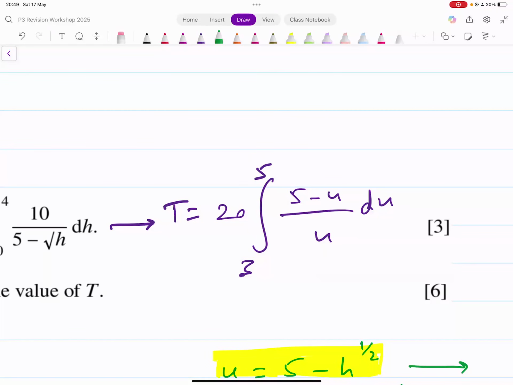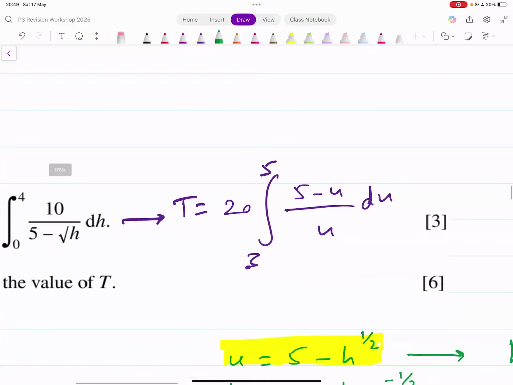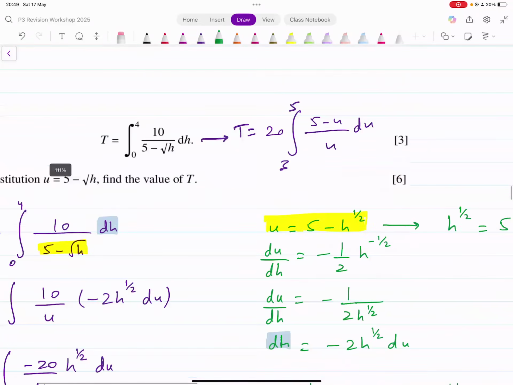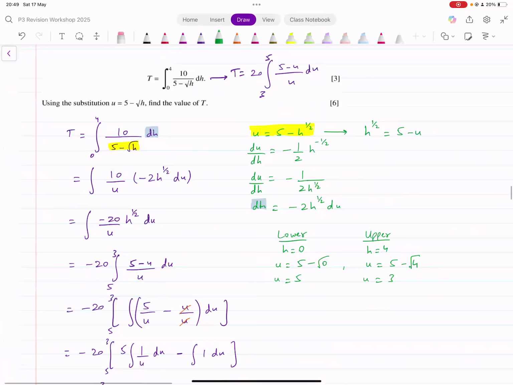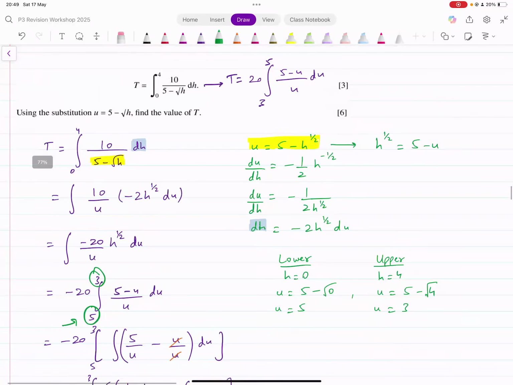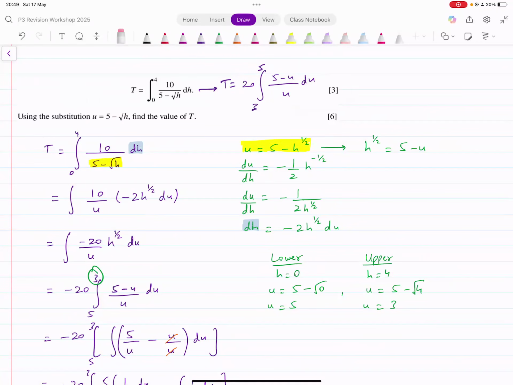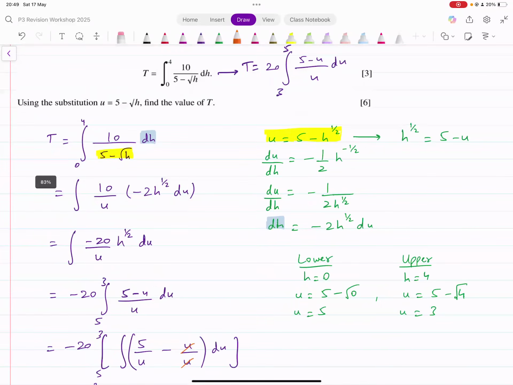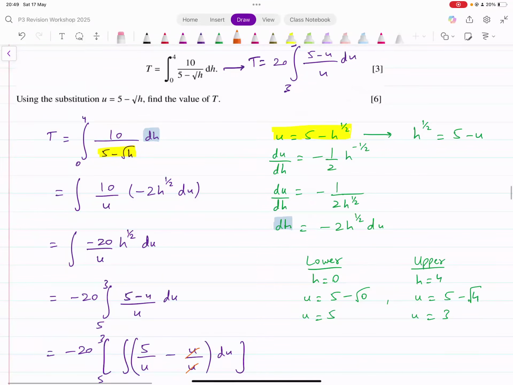Now, how is that possible? How do you change the limits? We were getting 3 here and 5 as the lower limit. They ask us to show this. If that happens, you can change the limits by multiplying the function by -1.